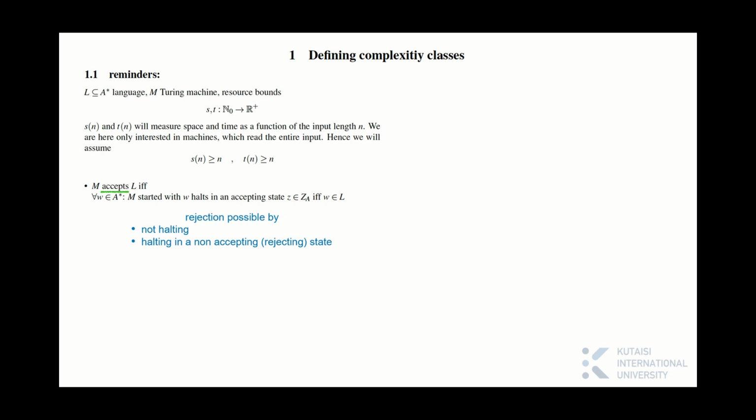As we are only interested in machines that read the whole input, I think of a Turing machine that reads input of length n, then it has to make n steps. So if my machine reads input of length n, it must make n steps, and it must visit n cells. So I will always assume that S of n is bigger than n: the amount of space my machine is occupying, meaning the number of cells it's visiting, is always bigger than n, and T of n is also always bigger than n. But you can also do other things. We'll mention it when we get to it.